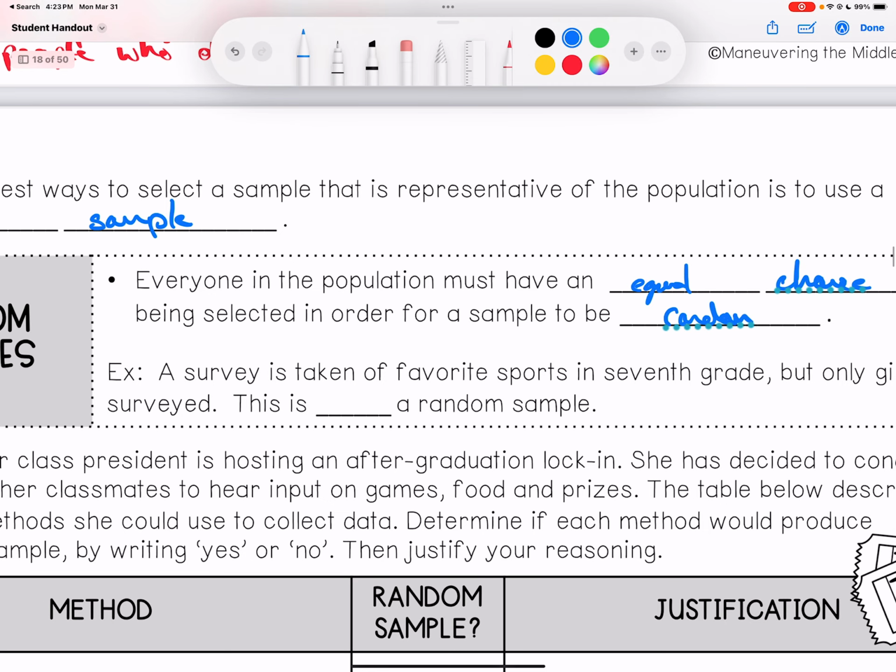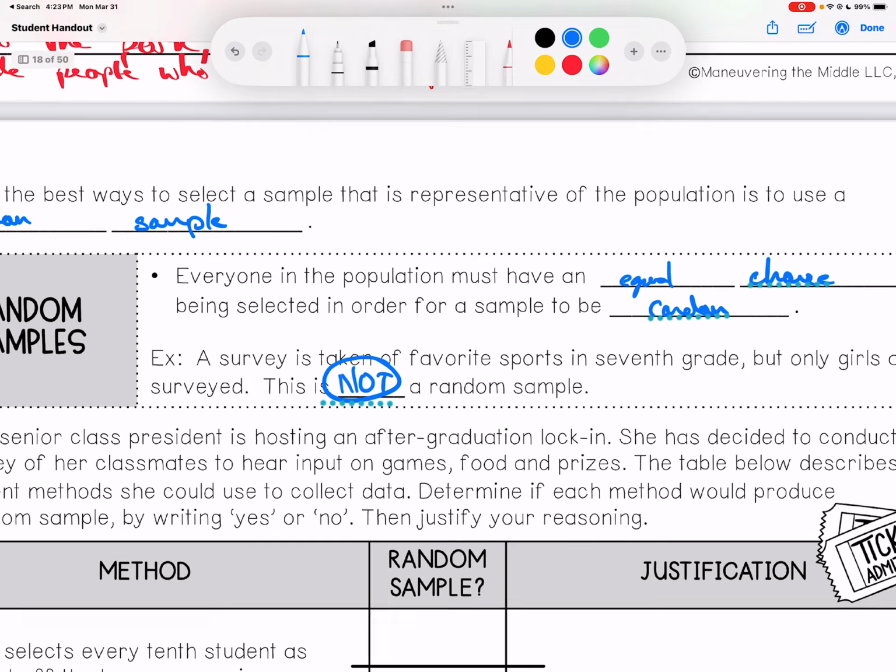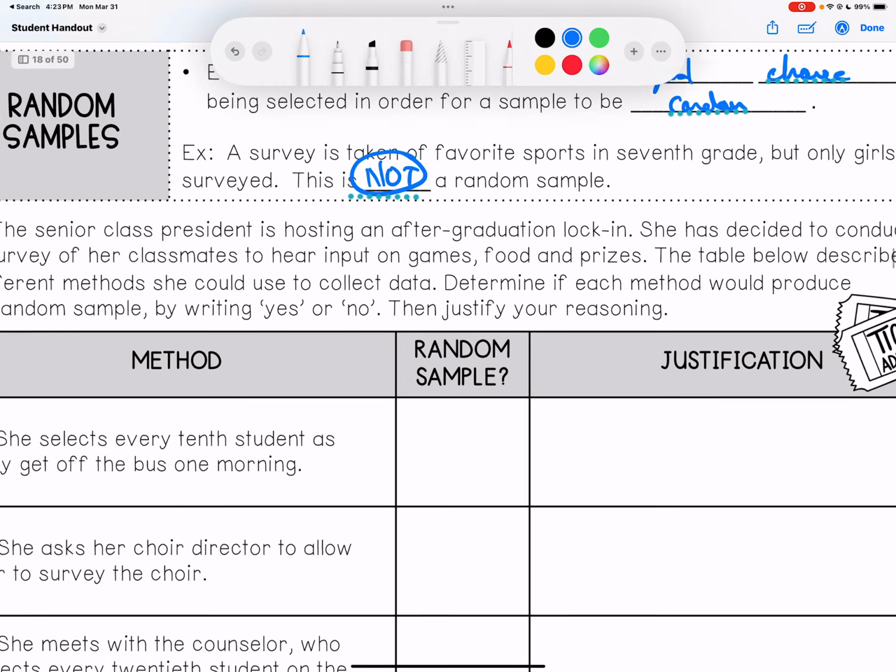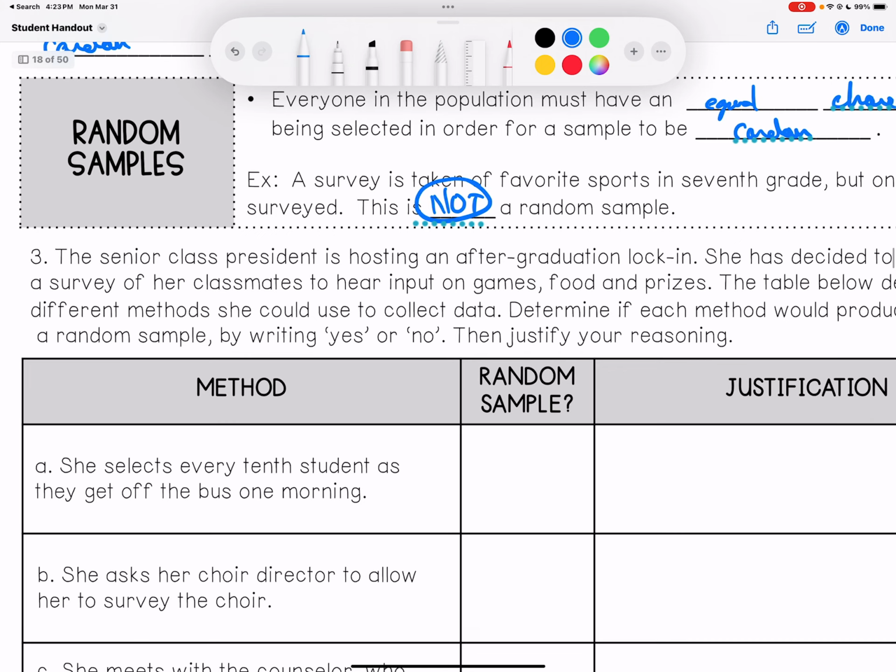For example, a survey is taken of favorite sports in the 7th grade, but only girls are surveyed. This is not a random sample. Why? Because we wanted to know everybody's favorite sport in 7th grade, but we only asked the girls. Boo. All right, next.